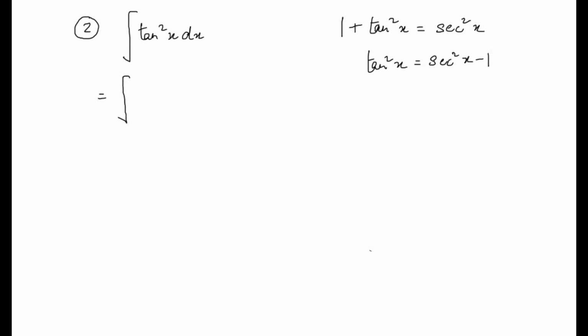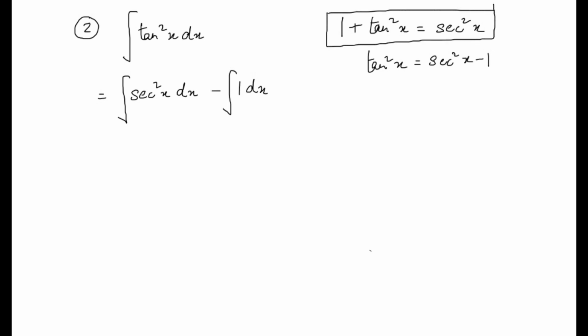So you have the integral of sec²x dx minus the integral of 1 dx. Remember, this is available to us in the MF19 formula sheet. You just have to remember that there is a connection between tan²x and sec²x. There is an identity available, and then go look for it in MF19. So this now becomes a simple integration. The integral of sec²x is tan x, and the integral of 1 is x plus c.